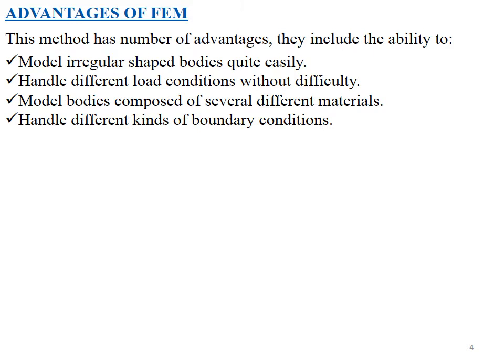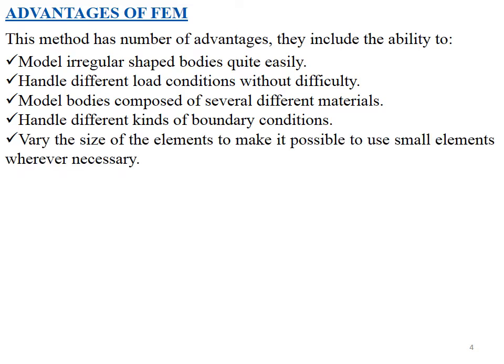Handle different kinds of boundary conditions. Even this is one of the very major advantages. Different kinds of boundary conditions can be handled easily without any problem. Vary the size of elements to make it possible to use small elements wherever necessary. As I explained previously, this finite element method means dividing a structure into small parts called elements. It can be divided into n number of parts. One more thing is that we can vary the size of the elements, large elements, small elements. By varying the size of the elements, we can refine the results. This is one of the major advantages: varying the size of the element makes it possible to use small elements wherever necessary.